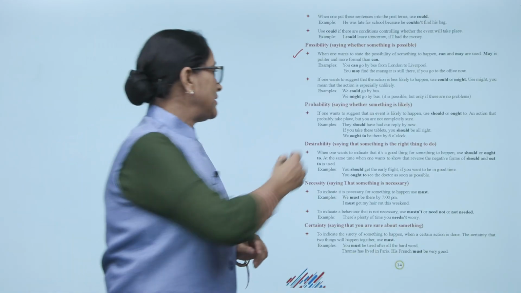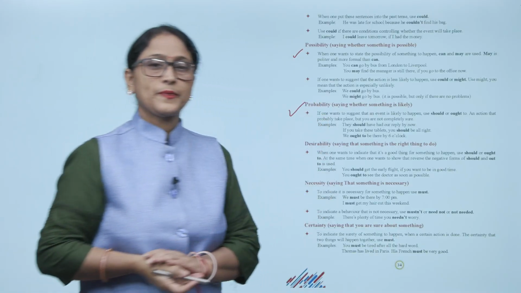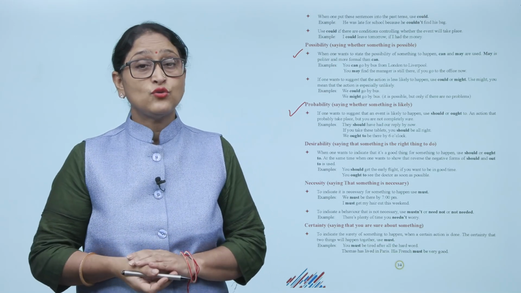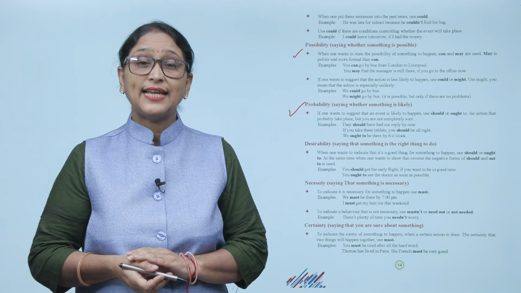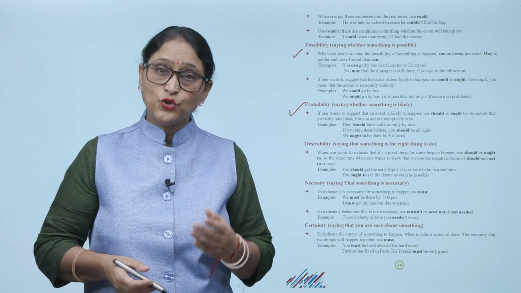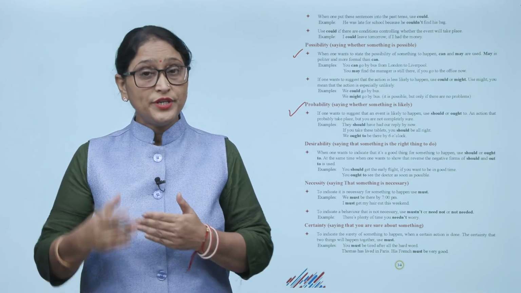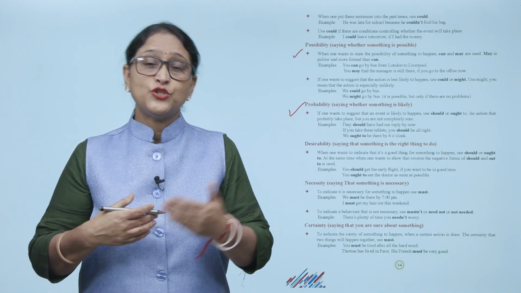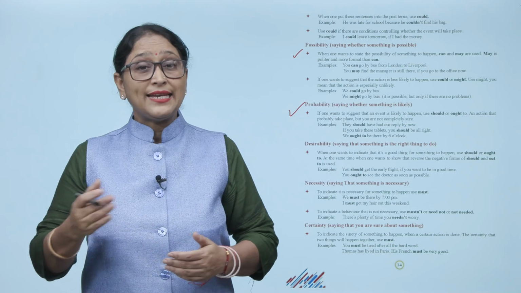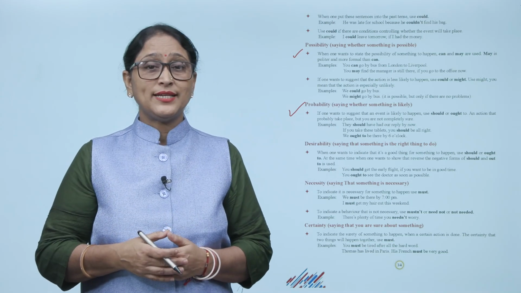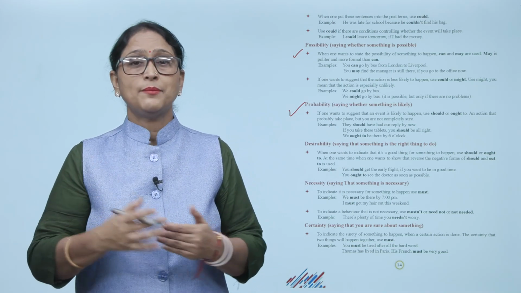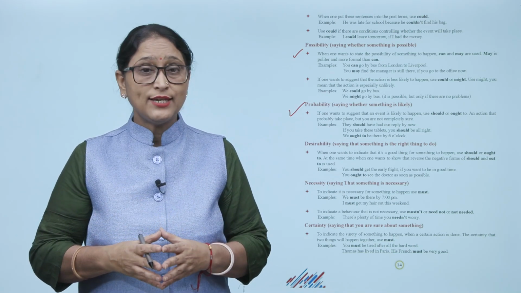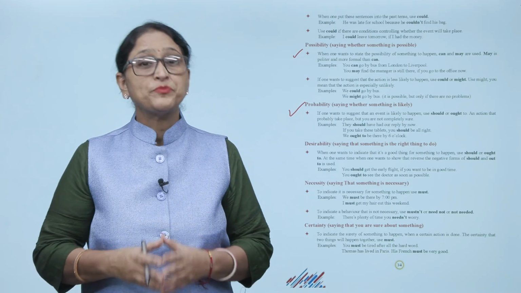Next is probability. Saying whether something is likely. If one wants to suggest that an event is likely to happen, use should or ought to. अगर कोई event होने की possibility ज़्यादा है तो हम क्या use करेंगे? Should और ought to का. An action that will probably take place but you are not completely sure. वो हो सकता है लेकिन आप completely sure नहीं है उस चीज़ के लिए, तो probability.